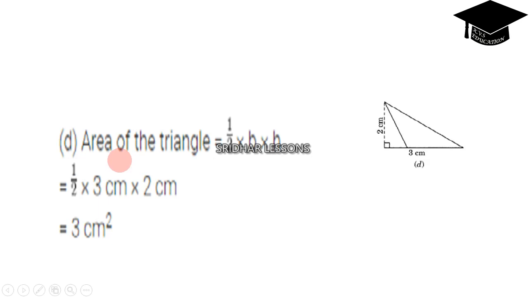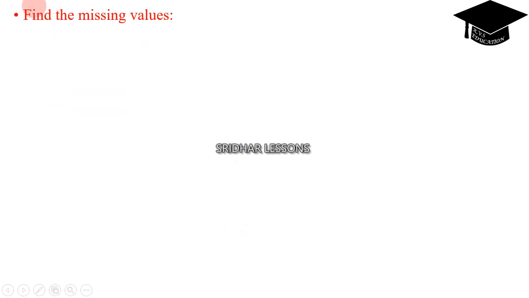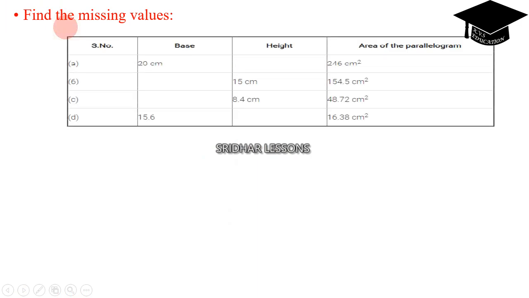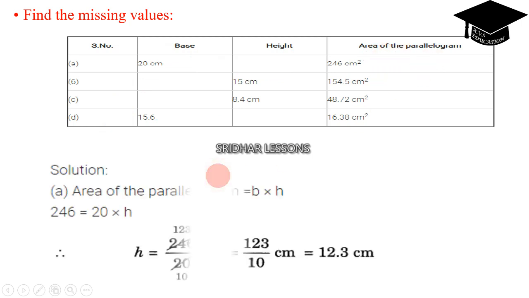Question D. If you see here, the base is 3 centimeters, 1 by 2 into 3 centimeters, and the height is 2 centimeters. So upon cancellation 2 cancels here, so the answer is 3 centimeters square, the area of the triangle. Next question, find the missing values. Serial number, base and height, and he has given the area of the parallelogram.